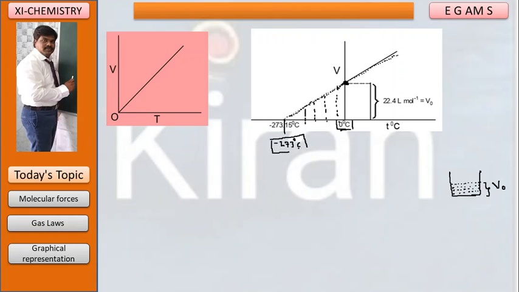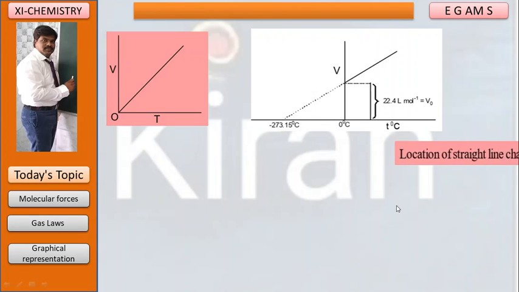Absolute zero. This is called absolute zero temperature. At minus 273 degrees centigrade, the volume of the gas becomes 0. This graph is with respect to centigrade temperature, while heating as well as cooling. While you heat, the volume increases. When you cool, the volume decreases. So like this, the volume is decreasing. I think you understand this graph.